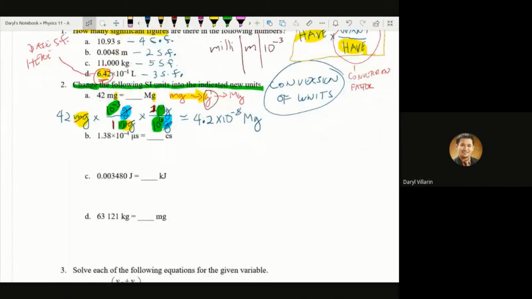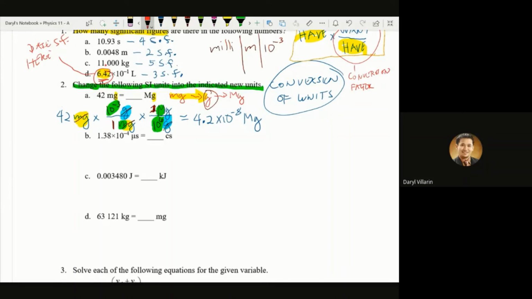Okay, so let's do letter B. I always start with a roadmap. Again, it's just much easier for me to see what I will do. The original unit has 2 letters, so the first letter is my prefix, and the final unit that I want also has 2 letters. So the first letter here, c, pertains to a prefix, which is centi. This symbol here is micro, so that's microsecond to centisecond.